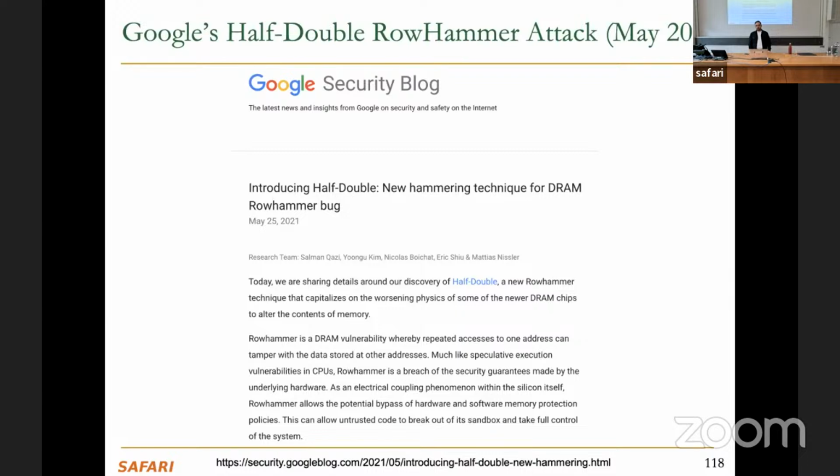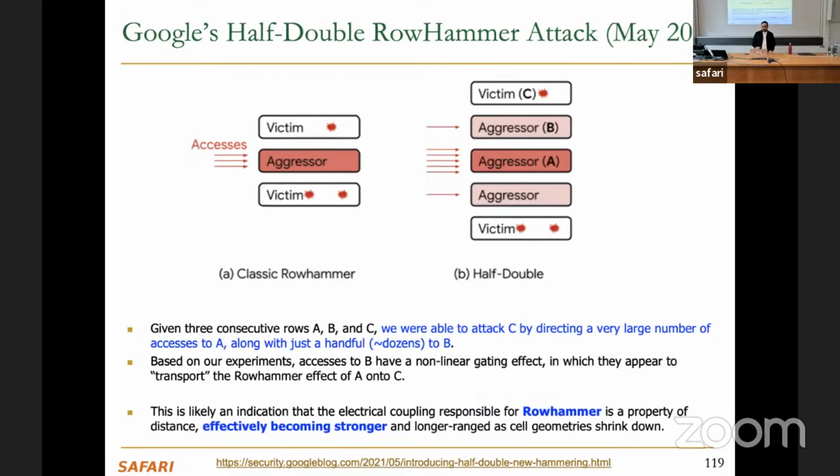So Half-Double is a new memory access pattern that Google found. I think this gives me a nice pictorial representation, so I can talk about this. In classic RowHammer, let's say we have a single-sided attack, meaning that we keep hammering a single DRAM row. This is our aggressor row, and the two adjacent rows above and below are our potential victim rows. So we induce bit flips in these, right? This is how classical RowHammer works.